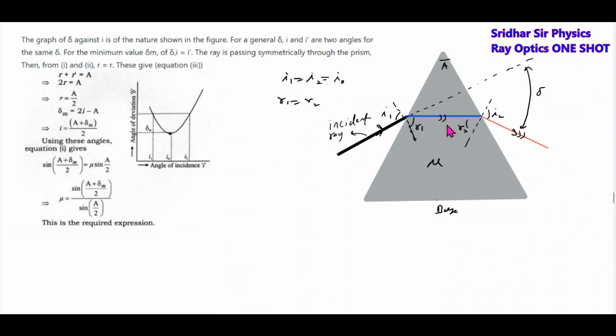So this is one basic idea: at minimum deviation, the refracted ray will be parallel to the base of the prism.